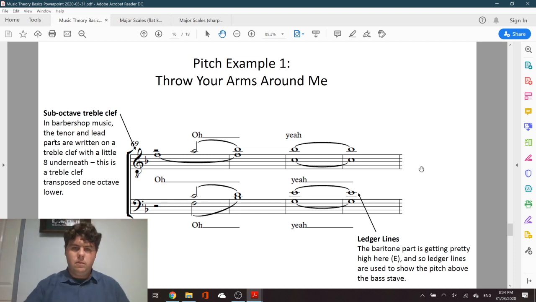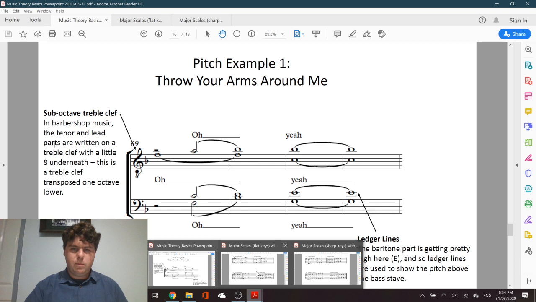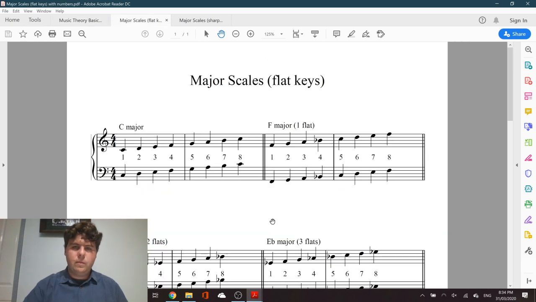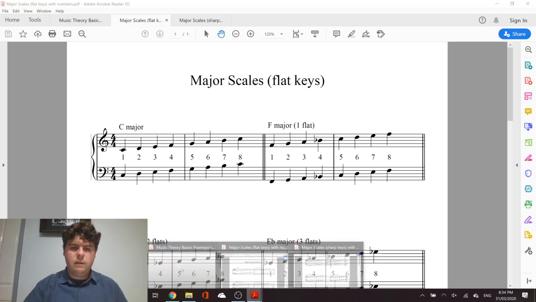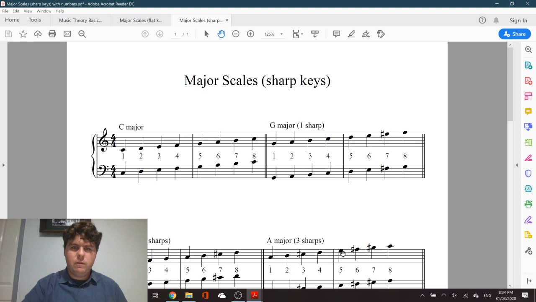I'll also send out these couple of documents as well, which have got the major scales in the flat keys and the major scales in the sharp keys. Might be a good reference for some of us. And it's got numbers on it too, so you know that C is scale degree 1, D is scale degree 2, and so on. One more question.